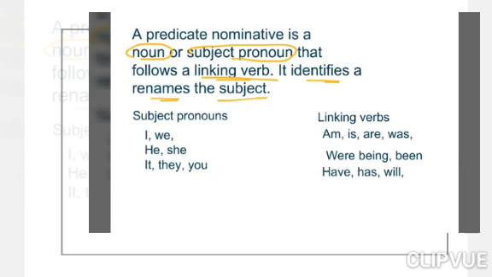Let's remember what our subject pronouns are. We have 7 and they are: we, he, she, it, they, and you.